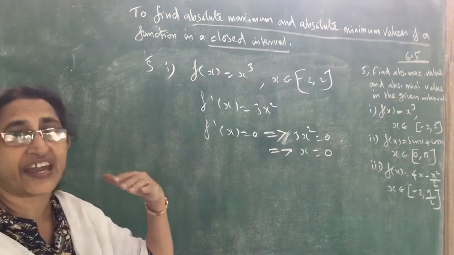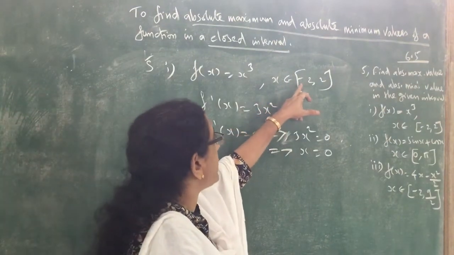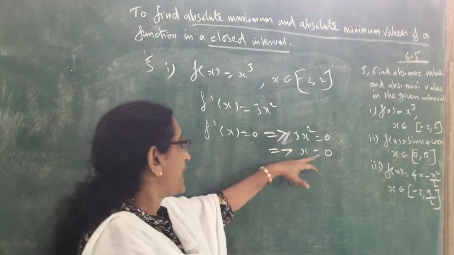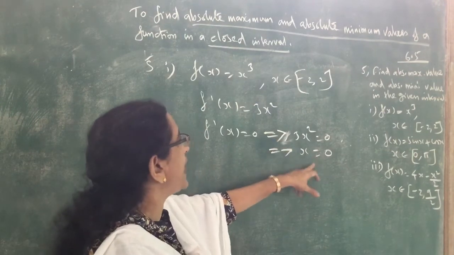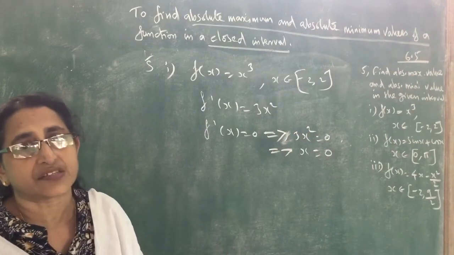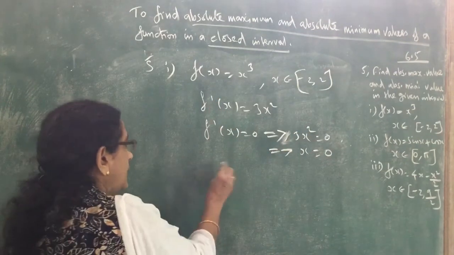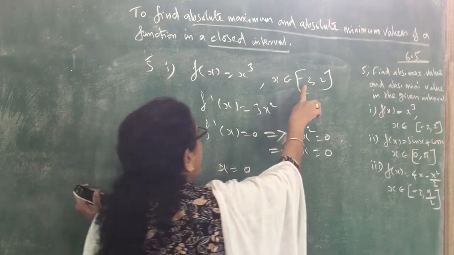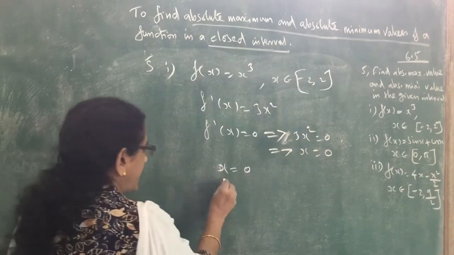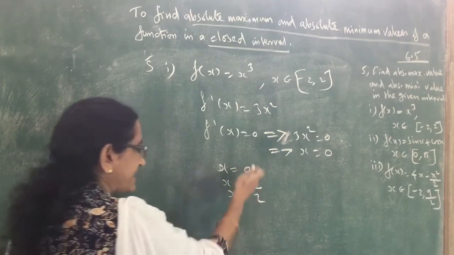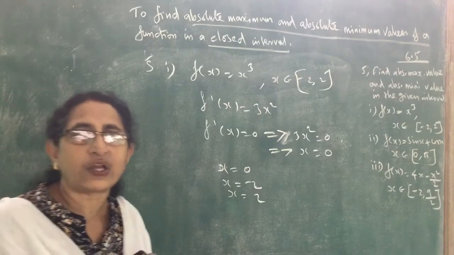Now consider the end points of the interval, that is minus 2 and 2. Consider this critical point and the end points. At these points you have to find the value of the function. So x equal to 0, x equal to negative 2, x equal to 2. At these 3 points we have to find the value of f of x.